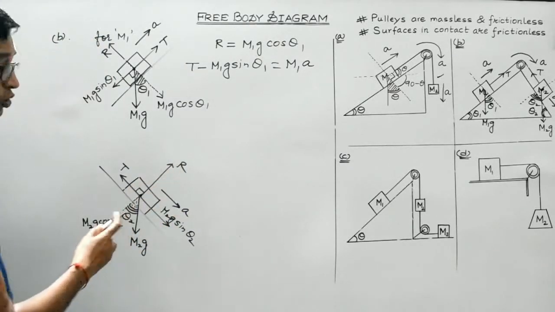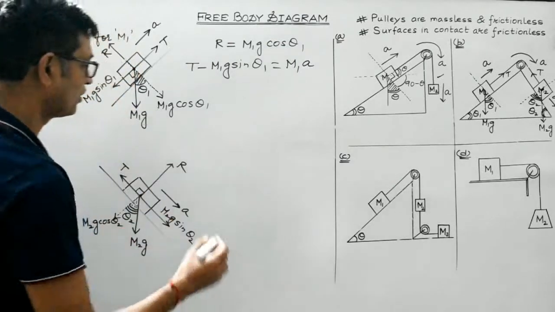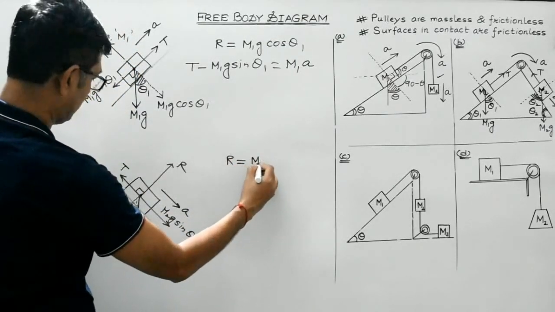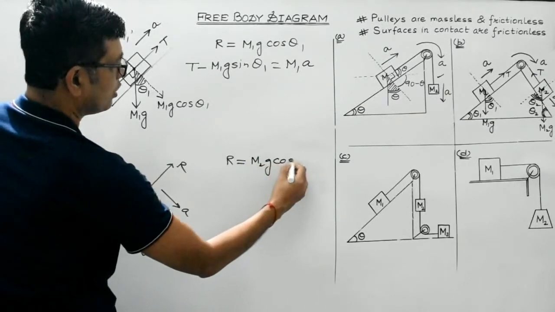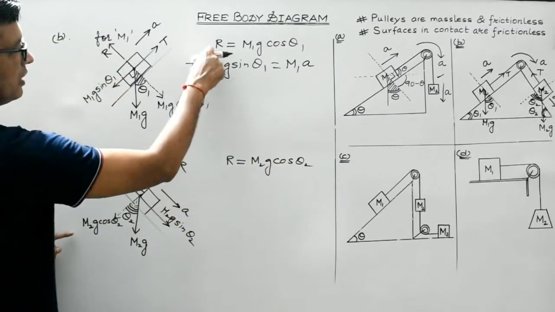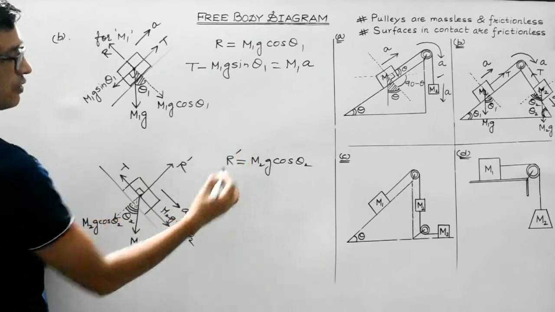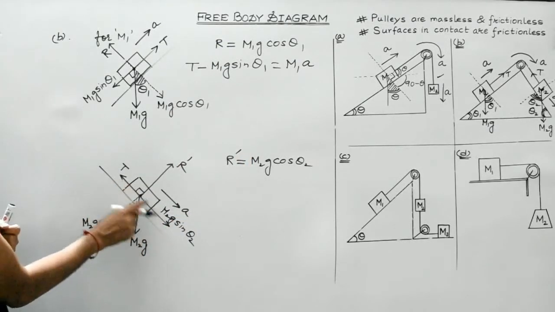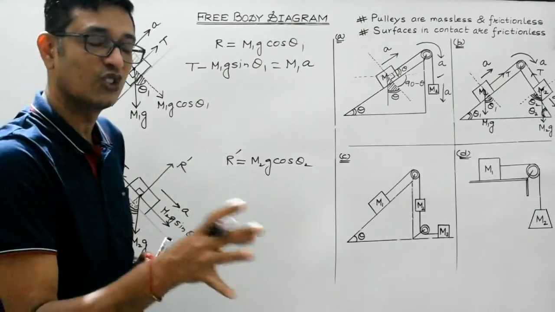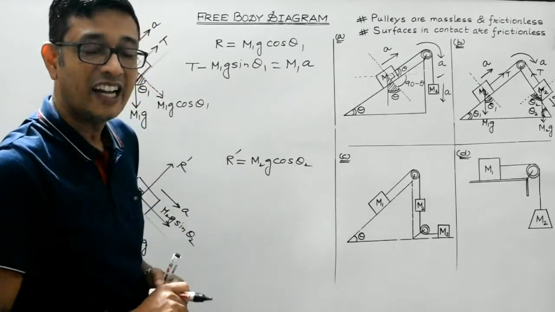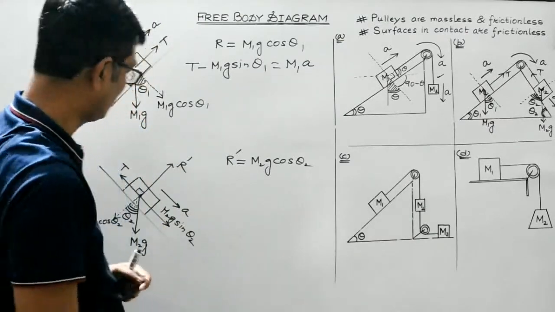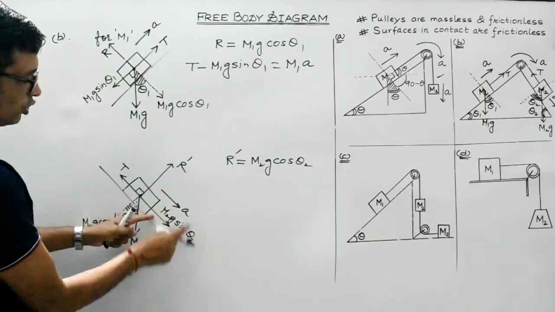So R and M2G cos theta 2 must be balanced forces. So the reaction must be balancing M2G cos theta 2. Reaction will be different. If this is R, this can be considered to be R dash. Second, these two are unbalanced forces because the body is having some acceleration. So some net force is acting on it. And net force is always along the direction of the acceleration of the body, isn't it? So M2G sin theta 2 must be greater than T.